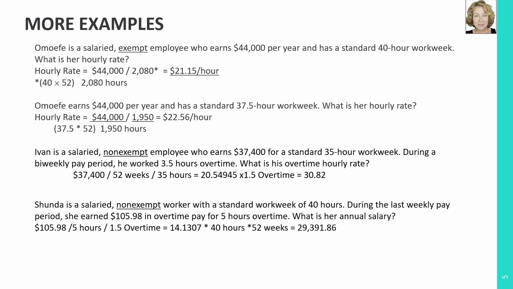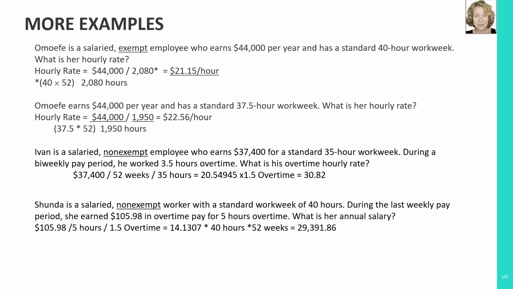In this case, we'll take the annual salary divided by 52 and then divided by 35 because that's the standard work week, and come up with 20.54945 times 1.5 to get the hourly overtime rate of $30.82. Here's one more example.